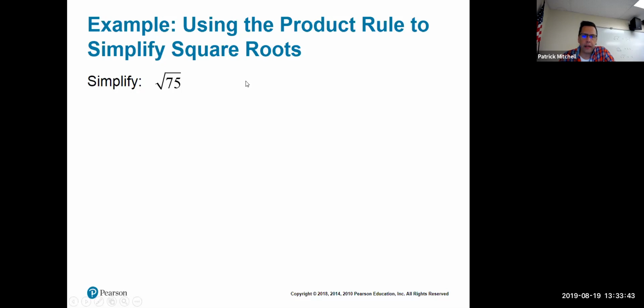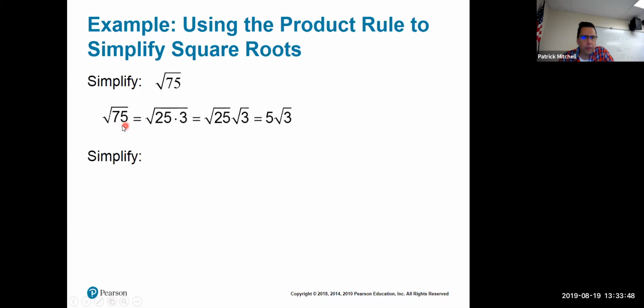So what I'm going to do with this, let me turn on my spotlight here, I am going to break the 75 into 25 times 3. Then I'm going to use my product rule to break the square root of 25 times 3 into the square root of 25 times the square root of 3. And the point of that is I can get rid of the square root sign with the square root of 25, right? So the simplest exact form for the square root of 75 is 5 times the square root of 3.